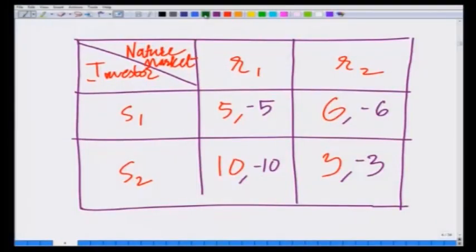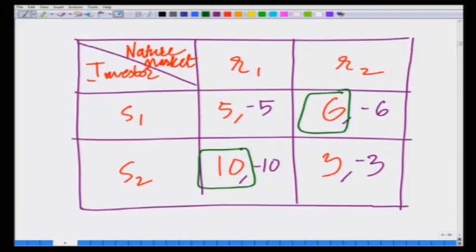And now again let us try to see if this game has a pure strategy Nash equilibrium. Well, if the nature or stock market chooses the returns of the previous year, that is rate 1, then it is better to invest in stock 2. On the other hand, if the stock market chooses the year before that, then it is better to invest in stock 1 since it yields a return of 6%.